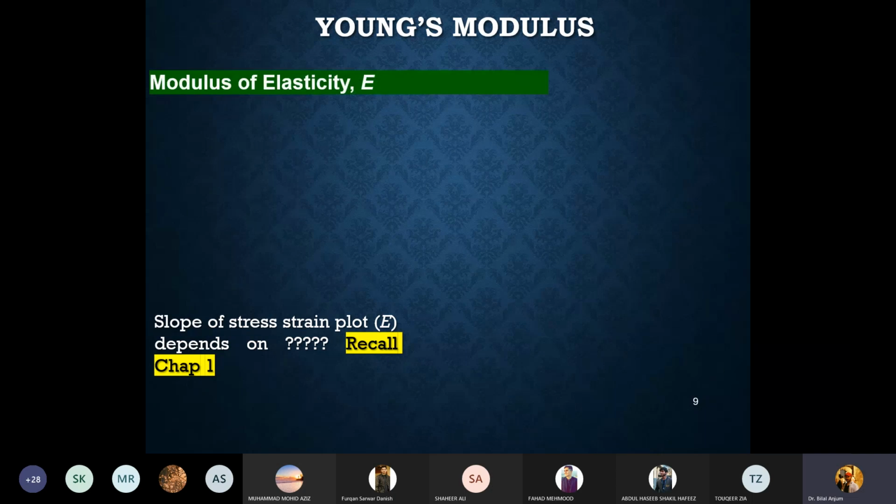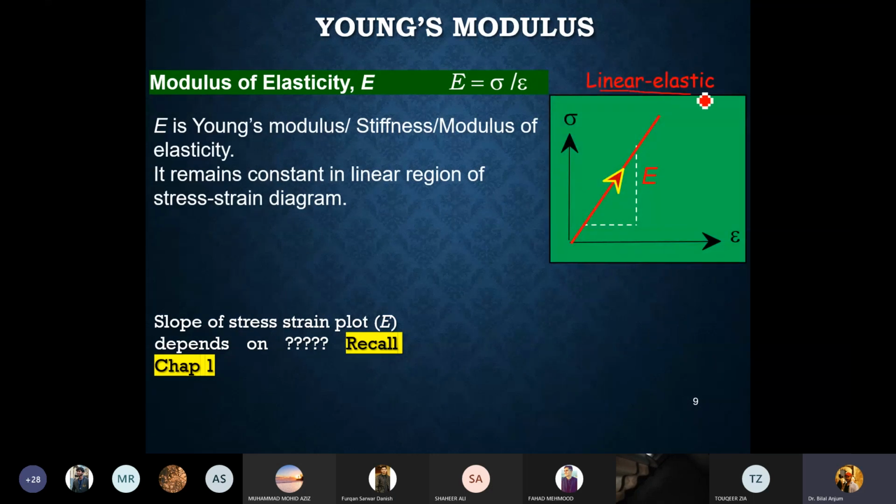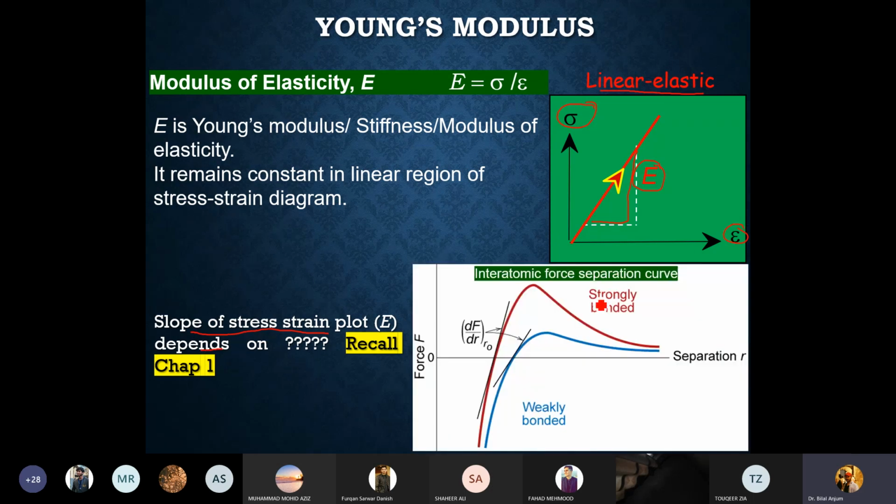All right, great. So I was referring to this Young's modulus part. Young's modulus, as you already know, is the slope of the stress strain curve in the linear region. So in the linear elastic region, the slope of the stress strain plot is basically the Young's modulus. And what does it depend upon? The slope of the stress strain plot, if you recall chapter 1, depends upon how strongly bonded or how weakly bonded your atoms are. This is the distance on the x-axis where the bond forms.